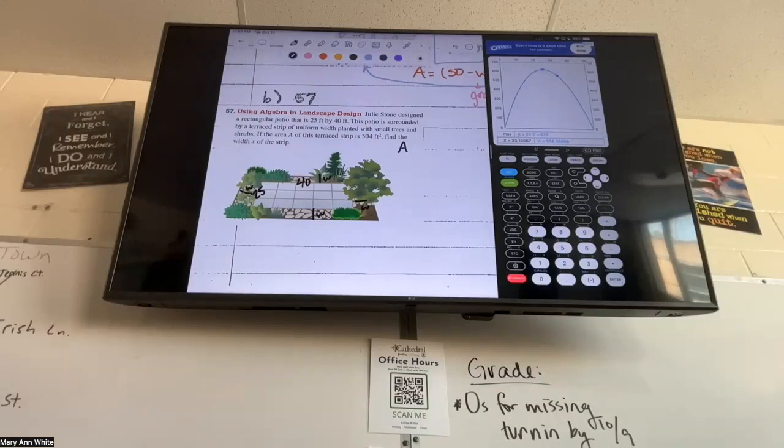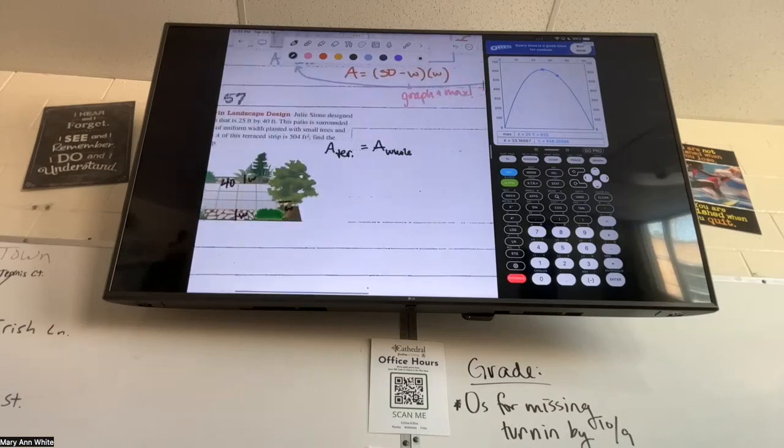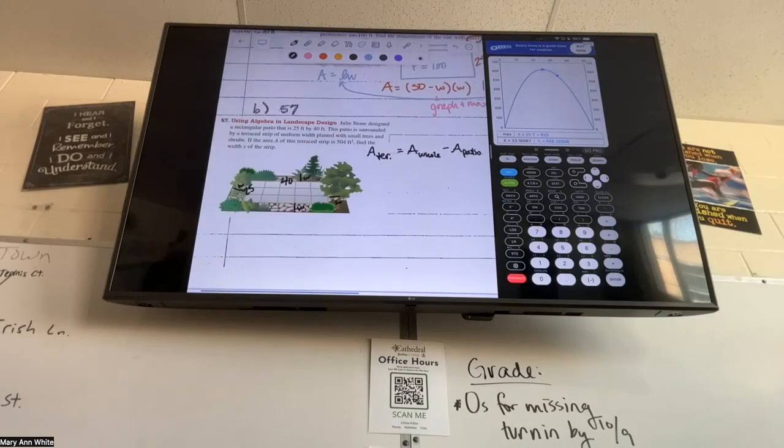So the area of the terraced strip is going to be equal to the area of the whole minus the area of that concrete patio. It's going to be a lot easier to take the area of a big rectangle and of a small rectangle than of that weird frame all the way around. Now, we actually know what the area of that terrace strip is. That's 504. That's awesome.